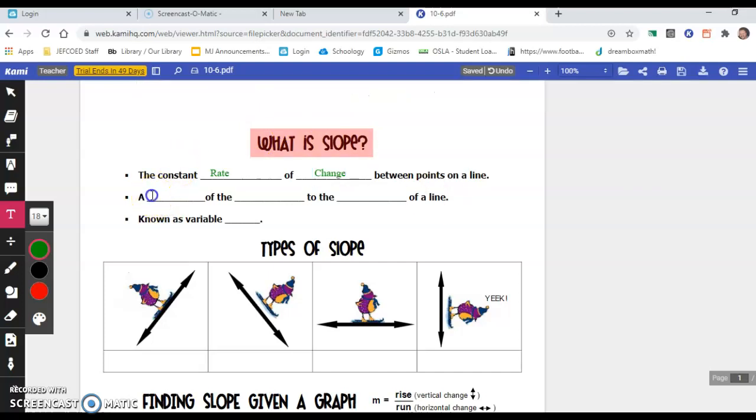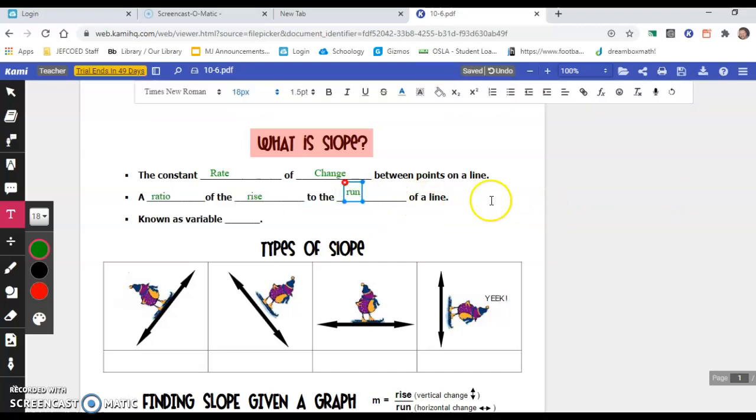Okay, so you also have a ratio of the rise to the run of the line. Or really you guys can also put it's your vertical change. So I'm going to slide that over just a little bit. It's your vertical change over your horizontal change.